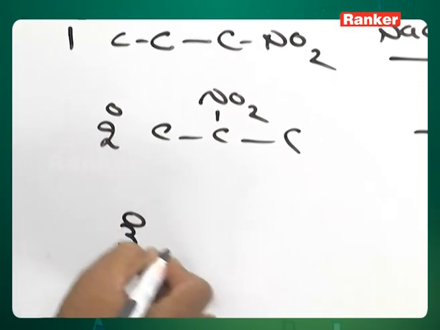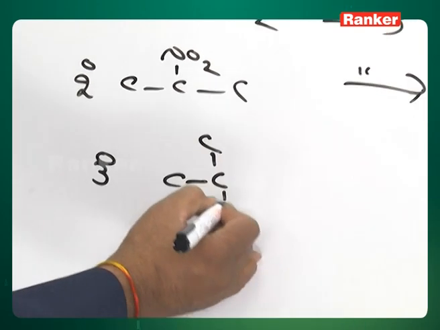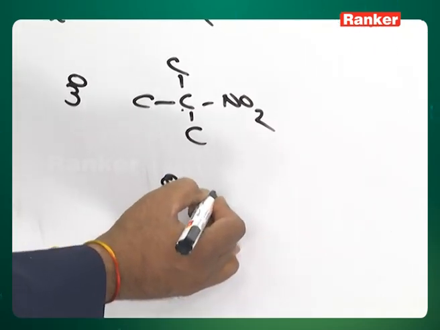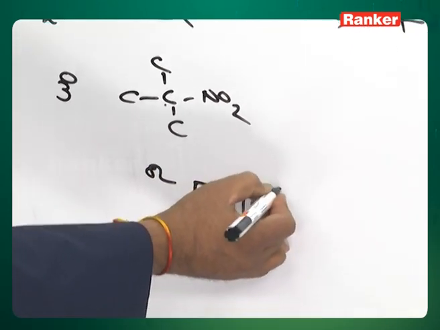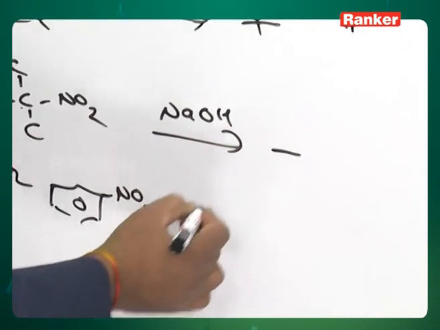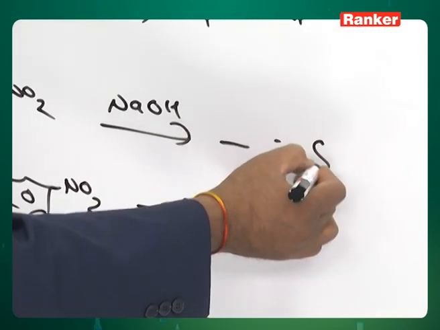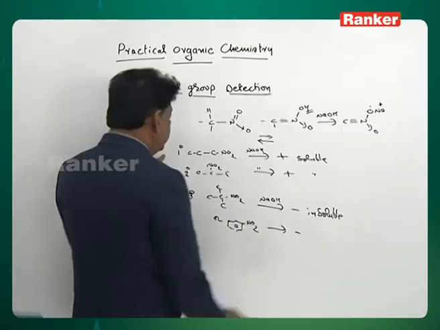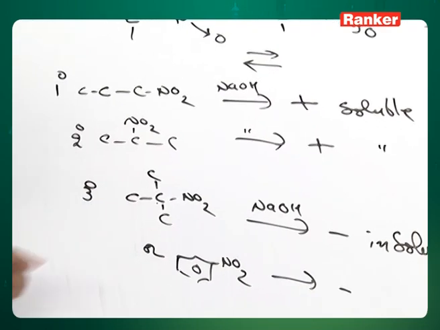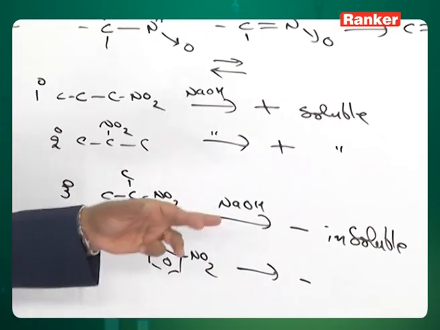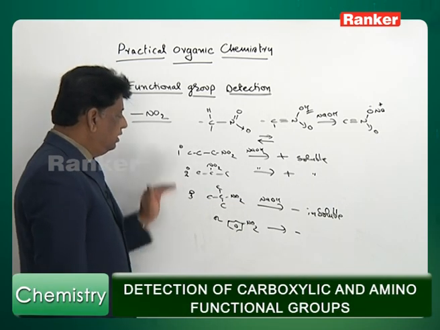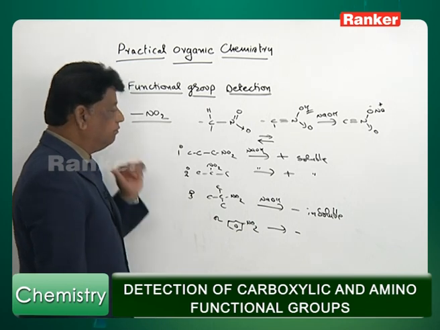Whereas 3 degree, if you take 3 degree nitro compounds like a tertiary carbon nitro, or even aromatic, like benzene with nitro, when you add sodium hydroxide NaOH, they are not soluble, a negative reaction, insolubility. So the primary and secondary are soluble in this, but the tertiary aliphatic as well as aromatic ones are not soluble in sodium hydroxide, they show insolubility. This is one wonderful differentiation between the tertiary and the primary or secondary.